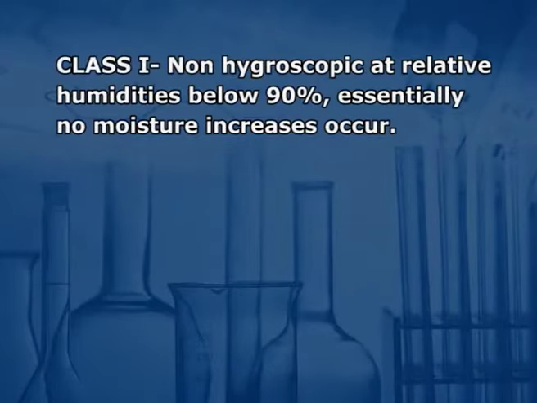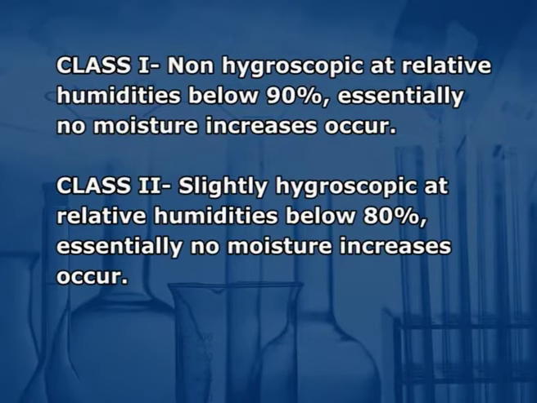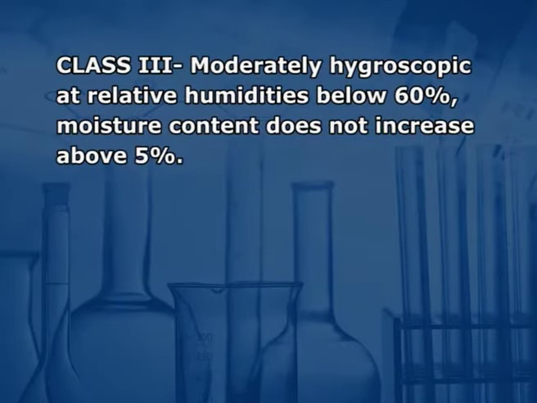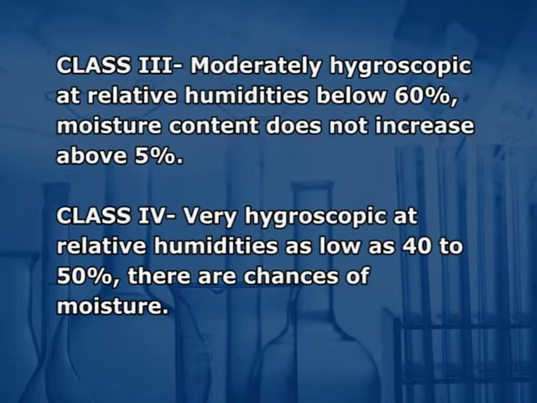Class 1, non-hygroscopic: at relative humidities below 90%, essentially no moisture increases occur. Class 2, slightly hygroscopic: at relative humidities below 80%, essentially no moisture increases occur. Class 3, moderately hygroscopic: at relative humidities below 60%, moisture content does not increase above 5%. Another class is class 4, very hygroscopic: at relative humidities as low as 40 to 50%, there are chances of moisture.